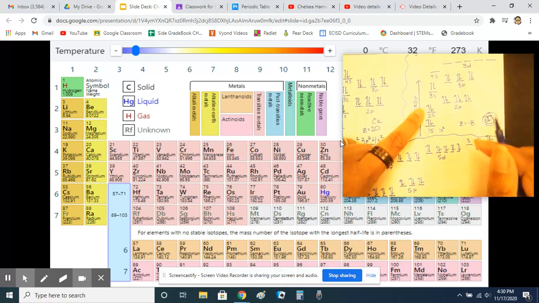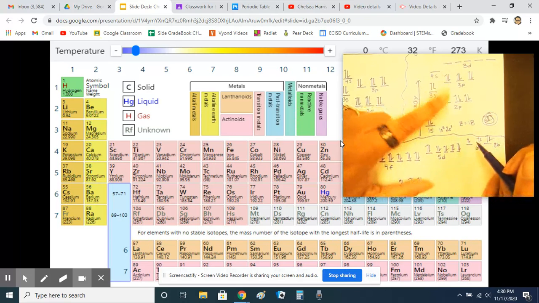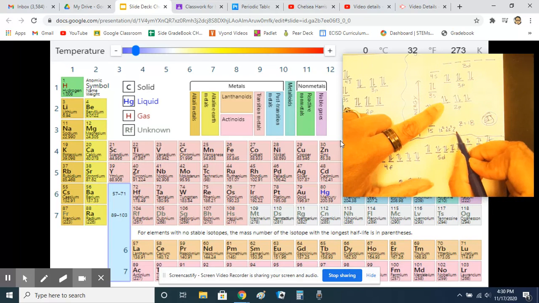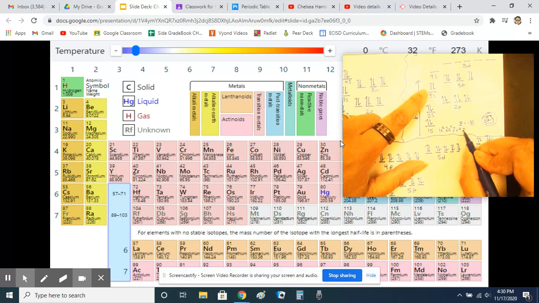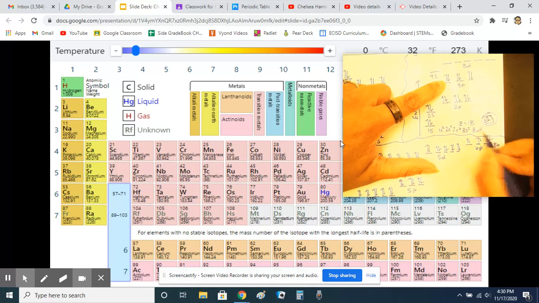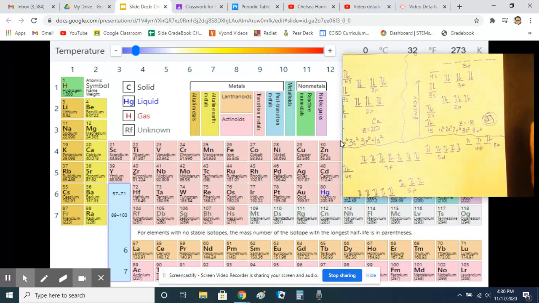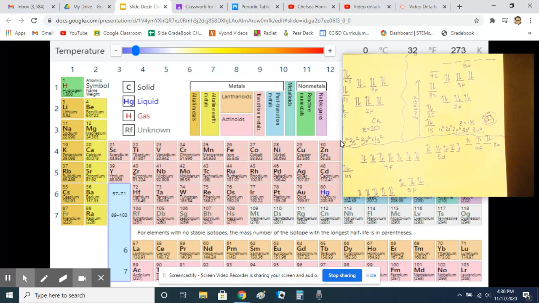1s2, 2s2, 2p6, 3s2, 3p6. Stop. There are no more. So here is the electron configuration for argon. 1s2, 2s2, 2p6, 3s2, 3p6.